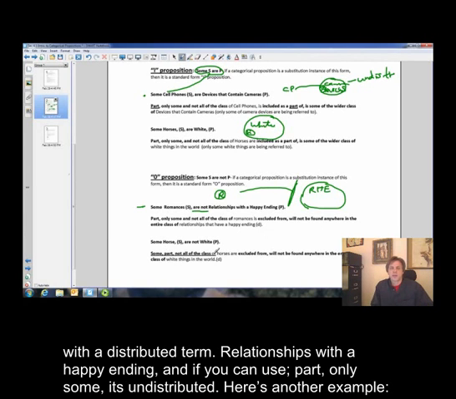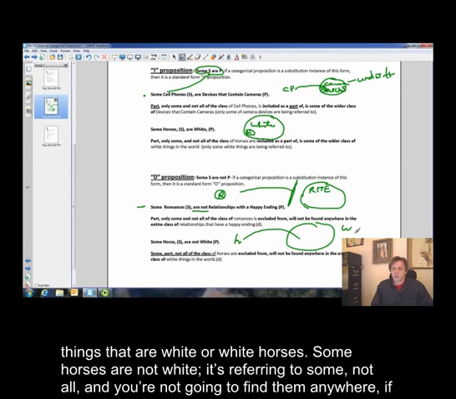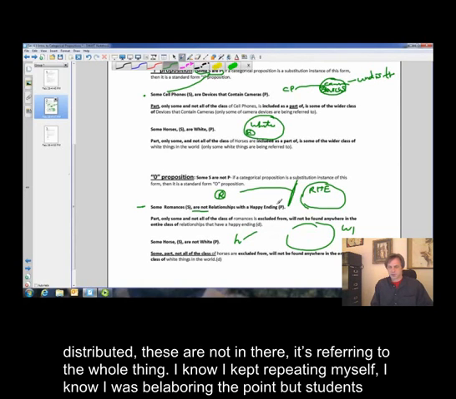Okay, and here's another example. Some horses are not white. So you have some horses here, and here you have white things. And there'll be some horses that are not part of things that are white or white horses. So it's referring to some, not all, and you're not going to find them anywhere. If you have a black horse, some horses, you're not going to find them anywhere in that. So what it's excluded from is going to be distributed. Okay, so this is distributed. These are not in there. It's referring to the whole thing.